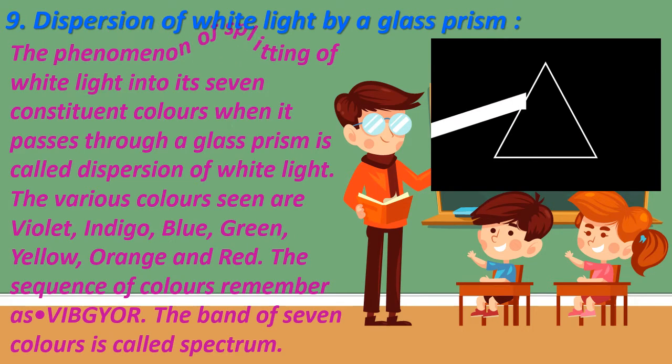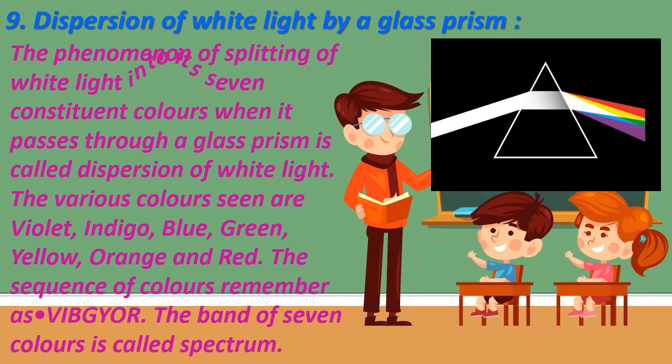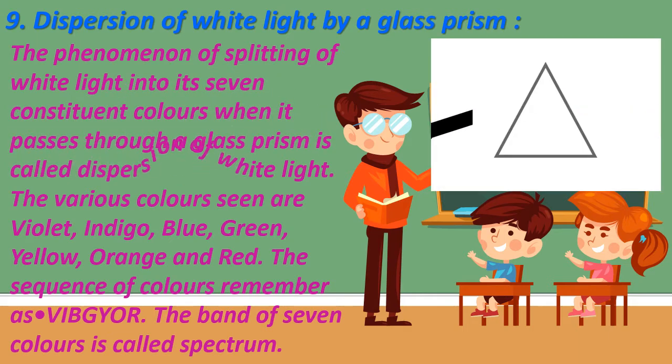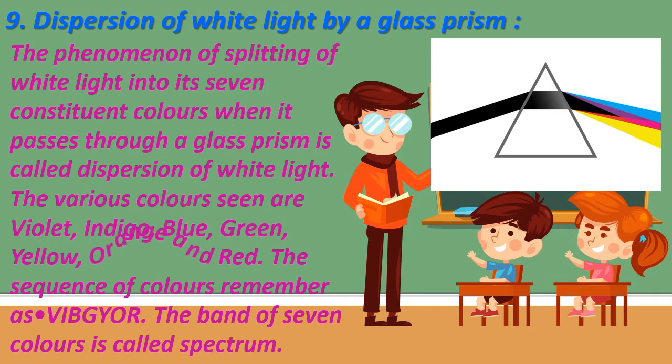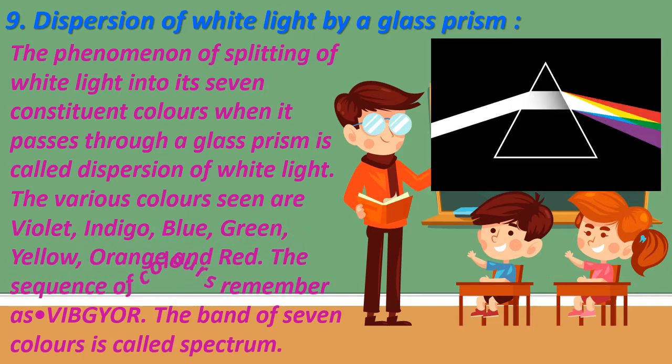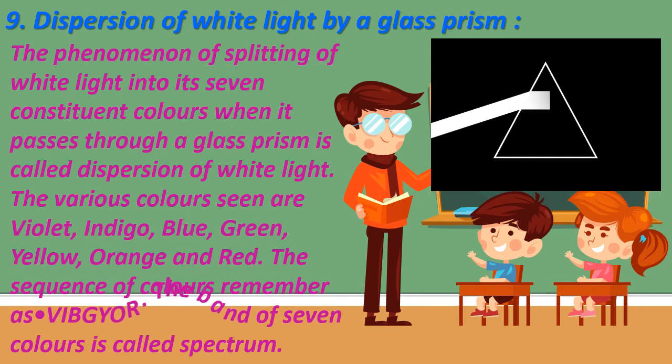9. Dispersion of white light by a glass prism. The phenomenon of splitting of white light into its 7 constituent colors when it passes through a glass prism is called dispersion of white light. The various colors seen are violet, indigo, blue, green, yellow, orange and red. The sequence of colors is remembered as VIBGYOR.